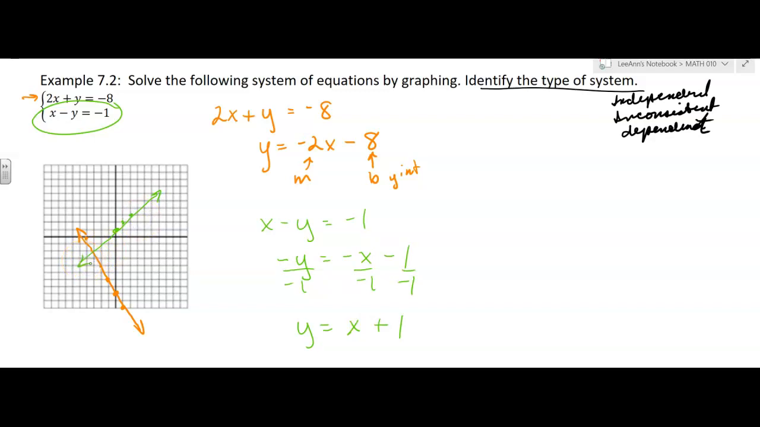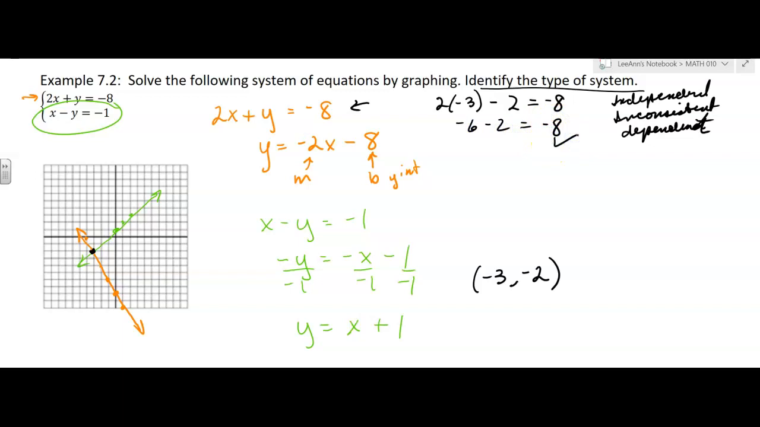To solve it, we need to find the point of intersection, which looks like about there, right? So it looks like it's at -1, -2, -3, -2. I'll say -3, -2. That works, that's the point. Now I could check it and see if I'm right. I could say, does it work in this equation? So 2 times -3 minus 2, does that equal -8? And in fact it does. So yeah, it works for that one.